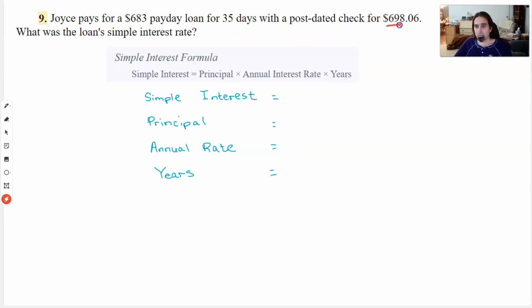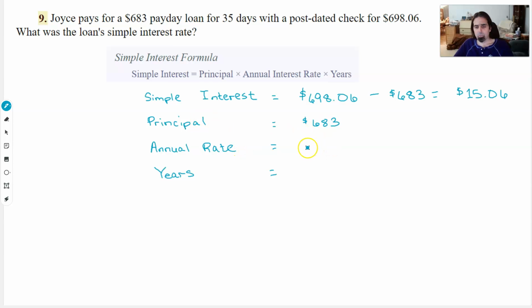So if we look at this amount, the extra compared to that must be the interest. So we'll take the amount on her check, subtract away the $683, so $7 to get to $690, another $8.06, so $15.06 is her interest. Her principal is the $683.